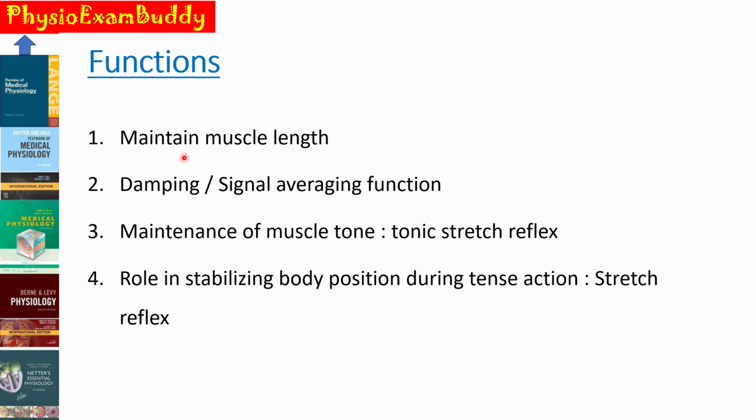Next is about the functions of the muscle spindle. They help to maintain the muscle length, and they also have a damping as well as signal averaging function, and they help to maintain the muscle tone basically by the tonic stretch reflex, and they also have a role in stabilizing the body position during the tense action, that is mainly by the stretch reflex.